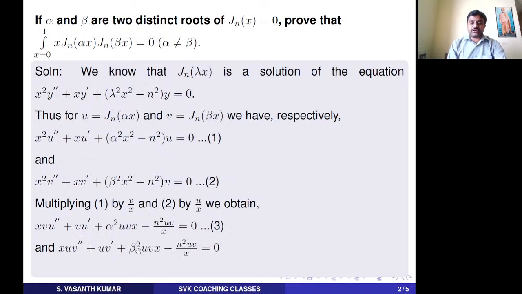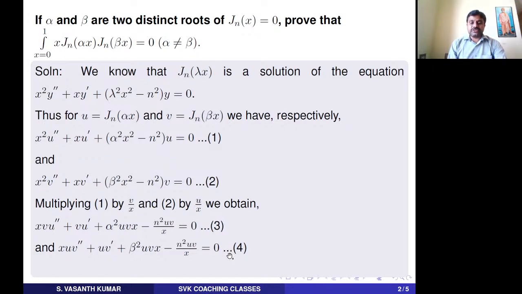Instead of alpha square, we are going to get beta square. That's all. So I will name that as equation 4. Now to come up with a result, I am going to make use of these two equations 3 and 4. I am going to subtract equation 4 from 3. Let us see what we are going to get.